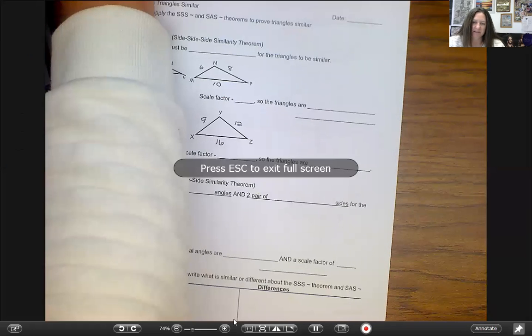We will be using our note sheets attached to this lesson for lesson 6.5, or that's what it should be labeled at the top. Let me go ahead and share that so you can see what that looks like. I'll make this a little bigger.